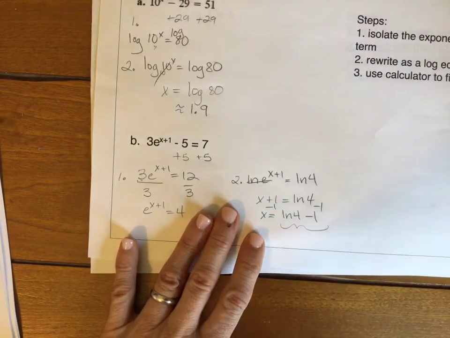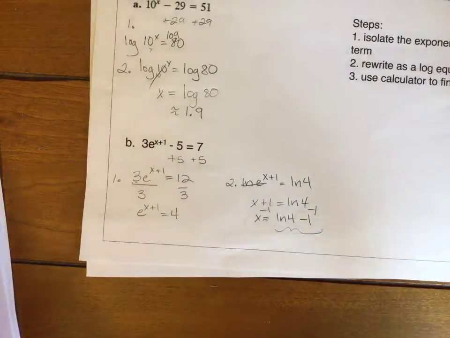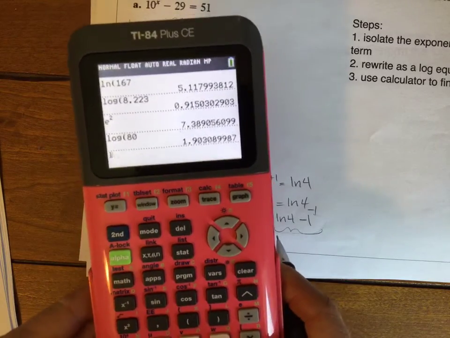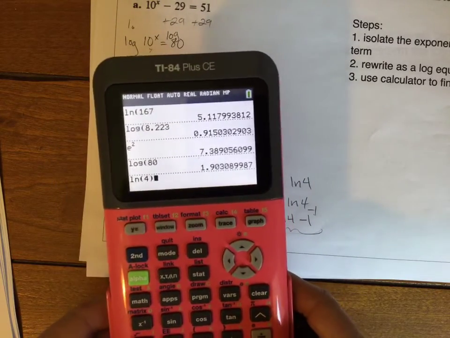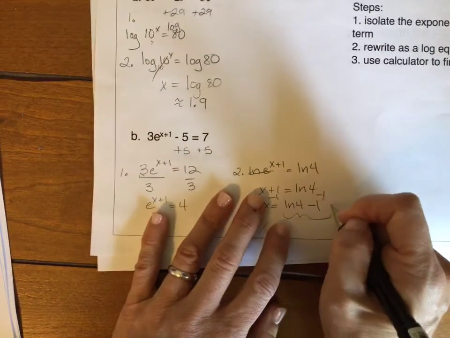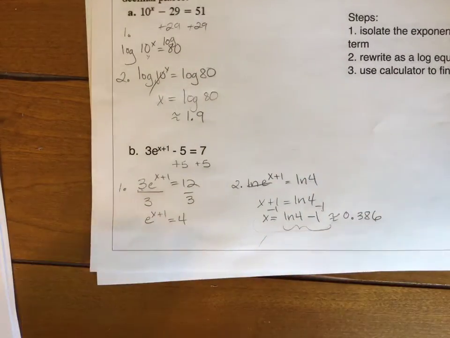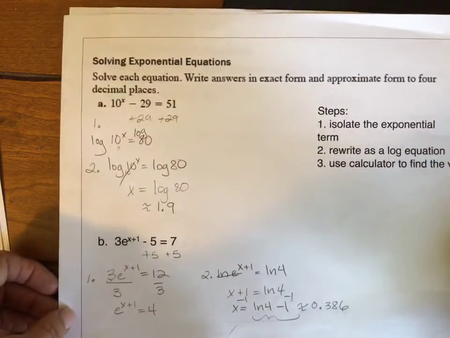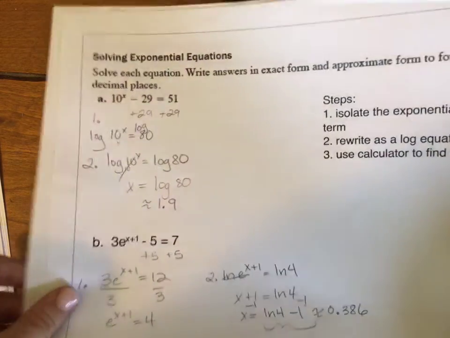That you could stick in your calculator, but this answer is fine as well, as this is the most accurate. But just to show you for the lesson, we'll take the natural log of 4, and then we'll subtract 1, and that gives us 0.386. So this is equal to approximately 0.386. All right. So pause if you need to finish copying these down. I'll put this here so you can freeze the screen. I'm going to move on to doing the opposite.